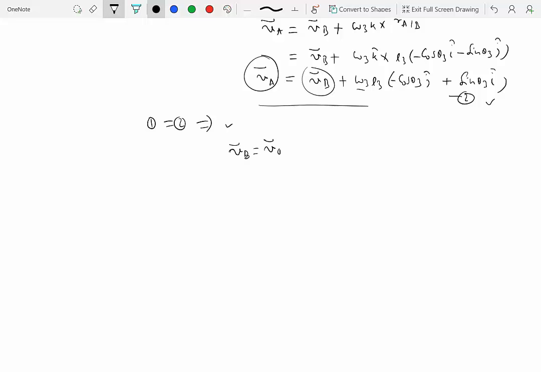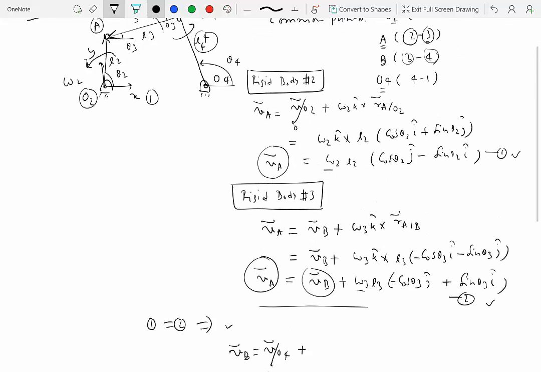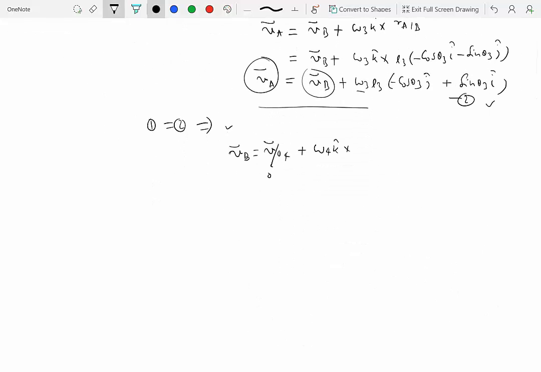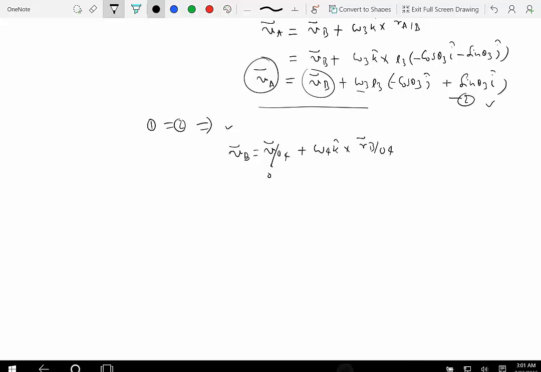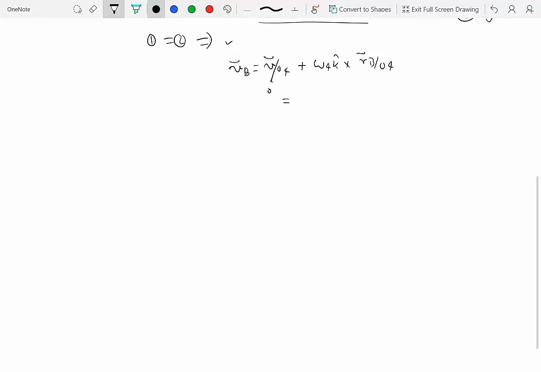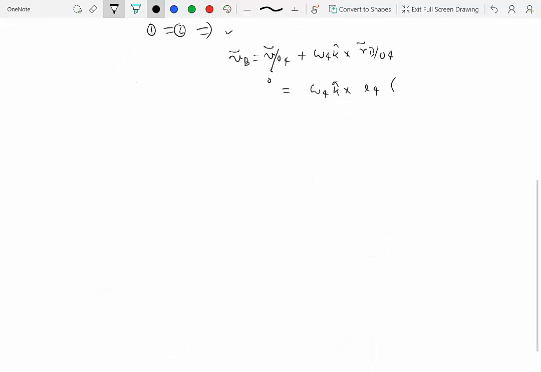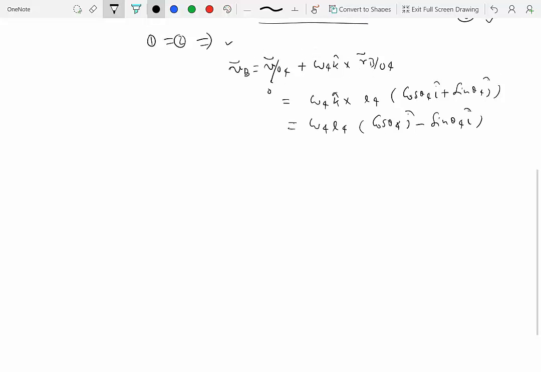equal to the velocity of O4, which is 0, plus omega, this is omega 4, right? This is omega 4 k hat cross r of B with respect to O4. So that is equal to omega 4 k hat cross L4. So let's write this position vector. Is this as cosine theta 4 i hat plus sine theta 4 j hat, and that is equal to omega 4 times L4 cosine theta 4, k cross i is j hat, minus sine theta 4 i hat, right? So that's the velocity of B.